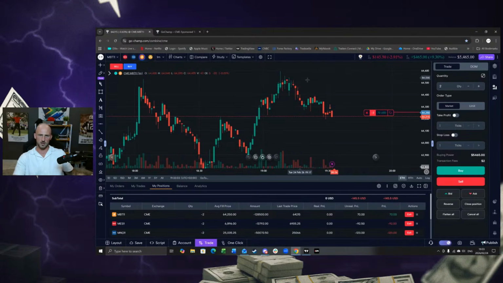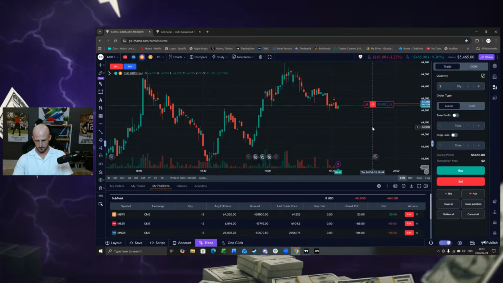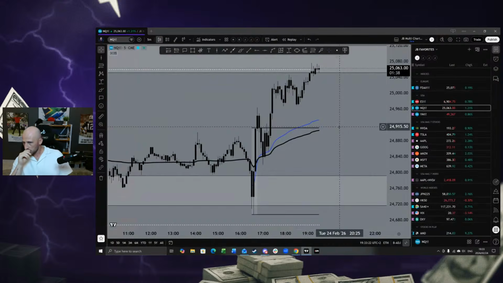Bitcoin coming down. I do like the lower highs on Bitcoin as well. As I said, they normally move together. Bitcoin and the indexes do tend to move together.